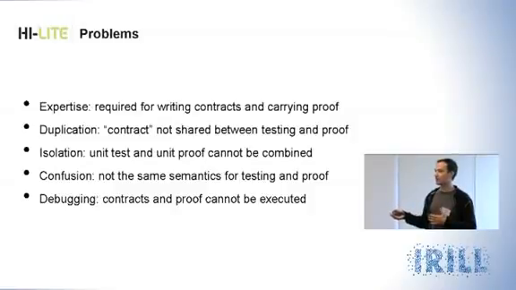Since these contracts are written in some mathematical annotation language instead of code, there's duplication, so the testing cannot be done on these annotations. So you need to translate things both for testing and for the proof. And there's also isolation, so you cannot combine the results you would get by testing and proofs, so dynamic and static verification.